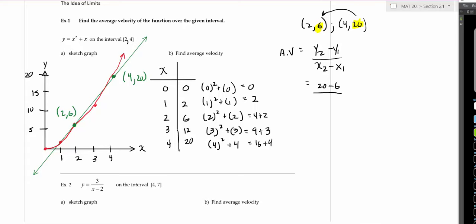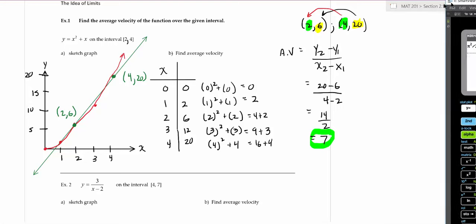Then I need to do the x values in exactly the same order. So I'm going to subtract those that way. Okay, so that's going to give 4 minus 2. So we're finding the change in y over the change in x. So that's going to be 14 over 2. So that's going to be 7. Okay, and you would end up having some distance over a time. So that would be what the average velocity on that particular problem is, like that. Okay, so that's how you would do that.